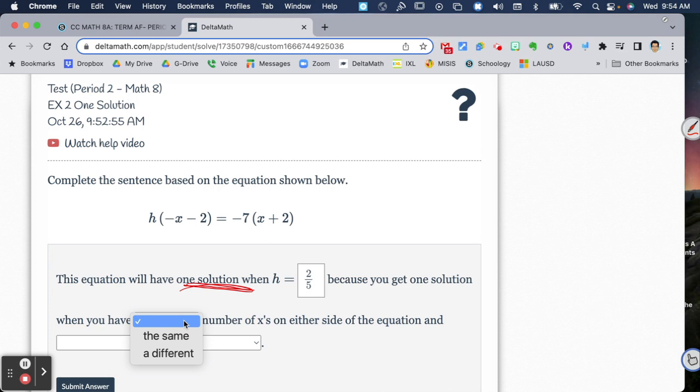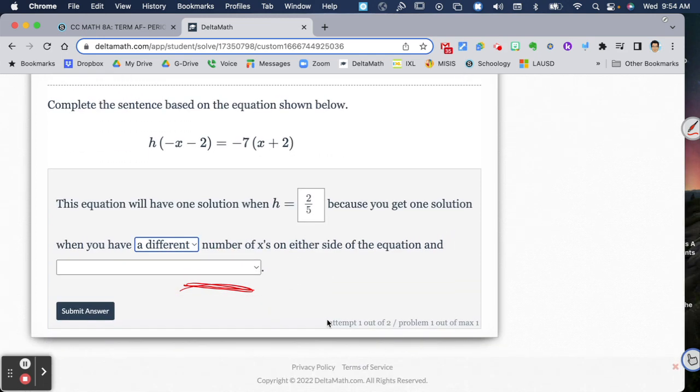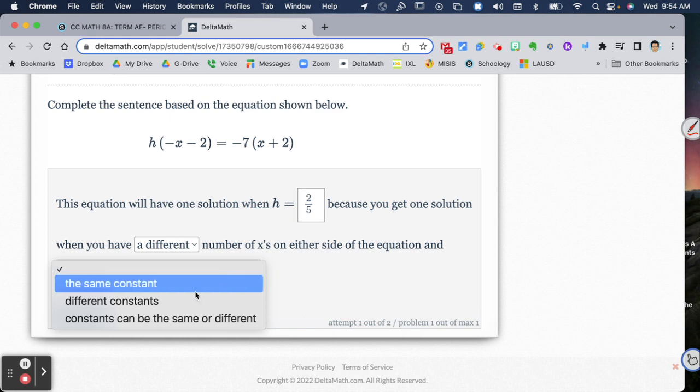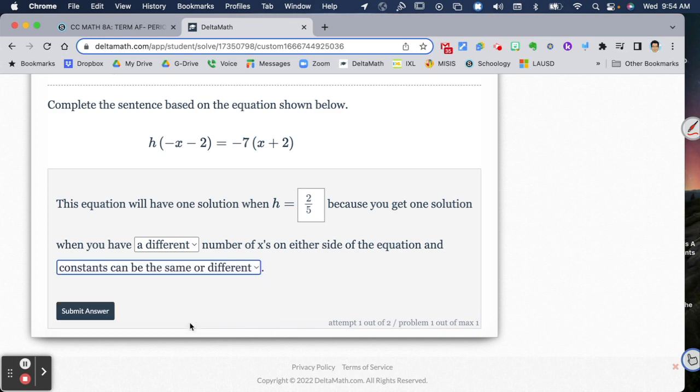So let me see. The x's have to be different. It has to be a number. Yeah. Wait, is that like a number? Good try, though. I like that thinking. Yeah, it wouldn't accept a letter. Okay, how about the constants? Same, different, or it doesn't matter? Doesn't matter. Okay. This is why we have more situations where we get solutions and we don't get solutions.